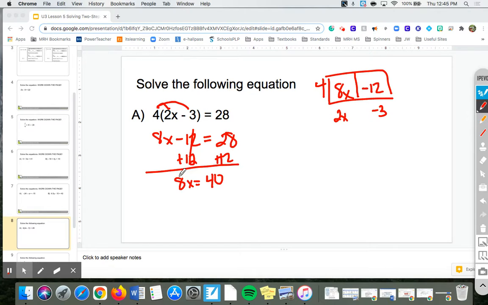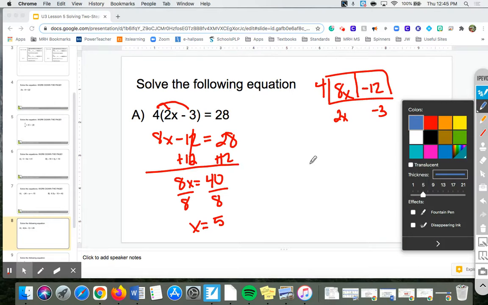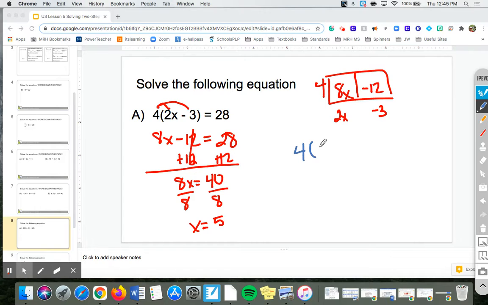So then I have 8 multiplied by x is equal to 40. I can then divide both sides by 8 because that is the opposite of multiplying by 8. And x is equal to 5. So I can check my solution then also by saying 4 multiplied by 2 multiplied by my solution, my value of x, 5, minus 3 is equal to 28.